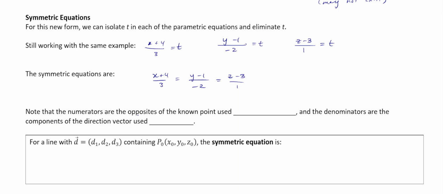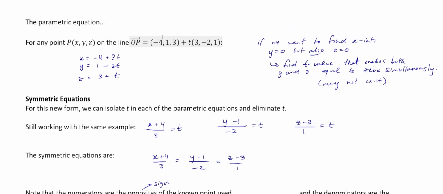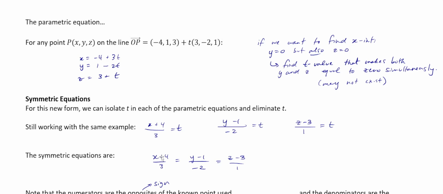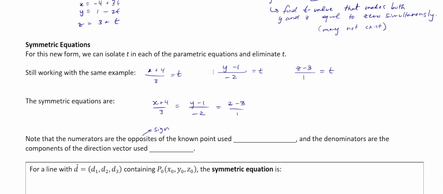Note that the numerators are the opposites of the known point, so the opposite sign of the known point. If I look at my known point, negative 4, 1, 3, and then over here, positive 4, negative 1, and negative 3. You can see that these constants, 4, negative 1, and negative 3, have the opposite sign as the known point used in the vector equation.